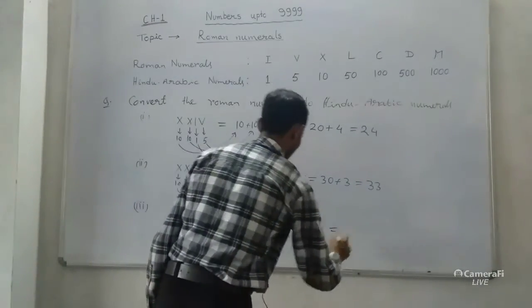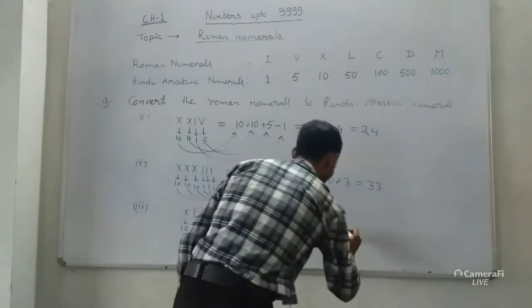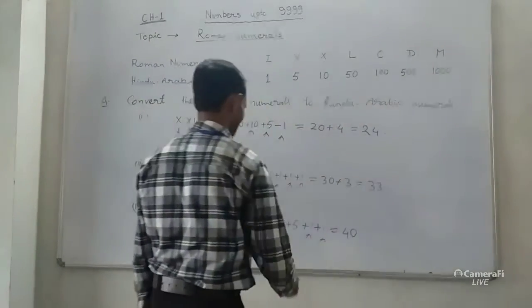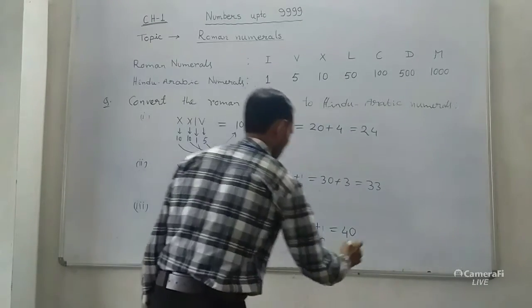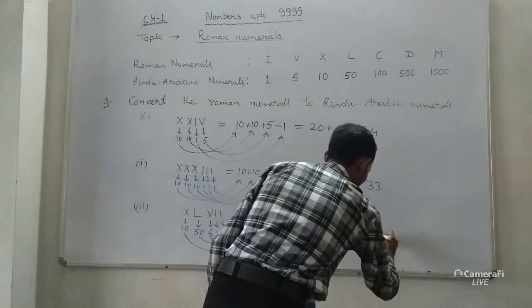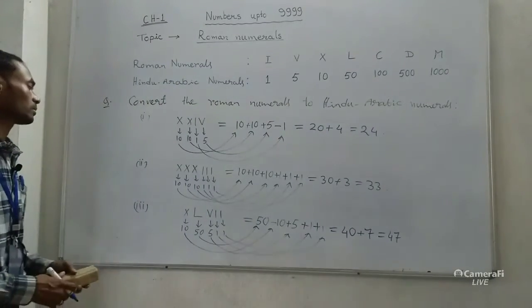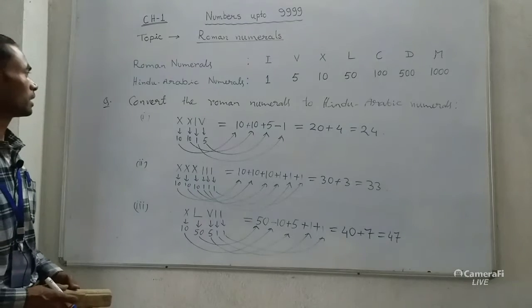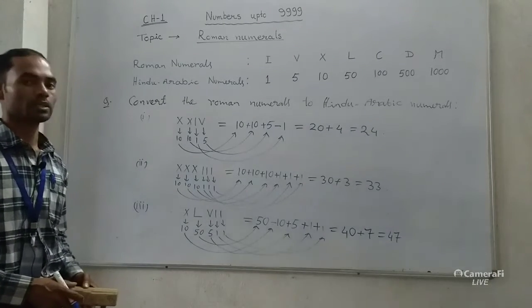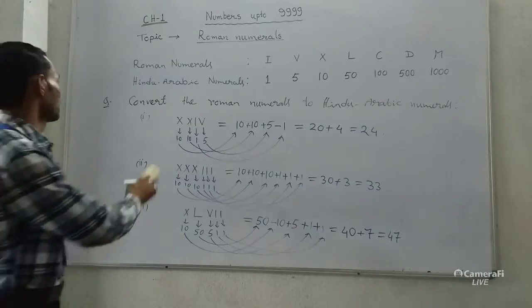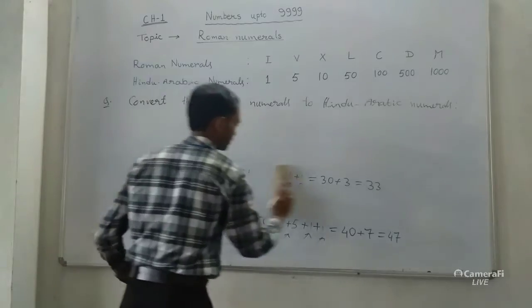So what value do we get? First subtract 50 minus 10, 40, then plus 5 plus 1 plus 1, 7. So we get 47. So in this way you can convert Roman numbers into Hindu Arabic numbers. Now let us take some examples to convert Hindu Arabic numbers to Roman numbers.